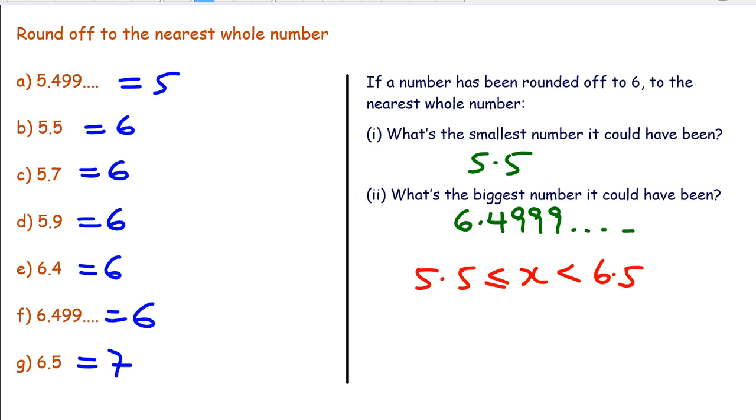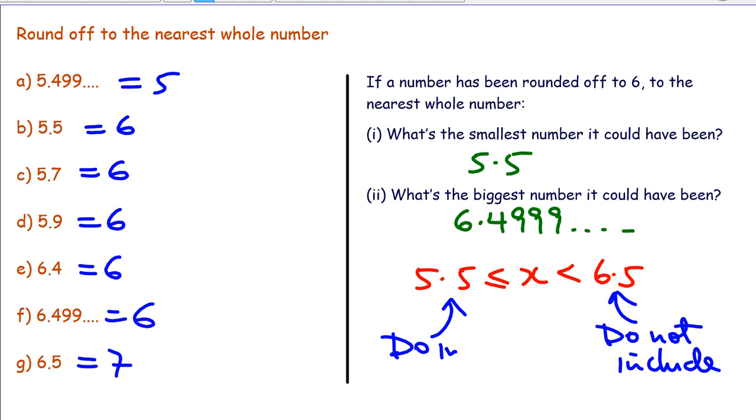And what these inequalities mean is that we do not include this guy, so do not include 6.5. So 6.5 is just giving us a boundary, but we're not going to include it. But do include 5.5, because if you round off 5.5 to the nearest whole number, it rounds off to 6. So do include 5.5.